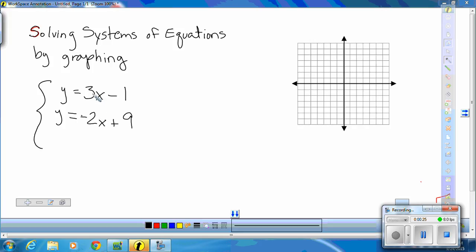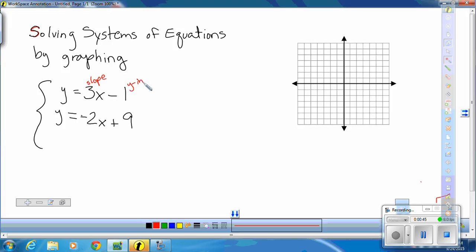So I check first, and I notice that they have different slopes. And that's important because I don't want to waste my time if it's not going to have an answer. They do have different slopes, so I know they're going to intersect. So I need to remember all my rules about graphing lines. This is going to be my slope, and this is going to be my y-intercept.